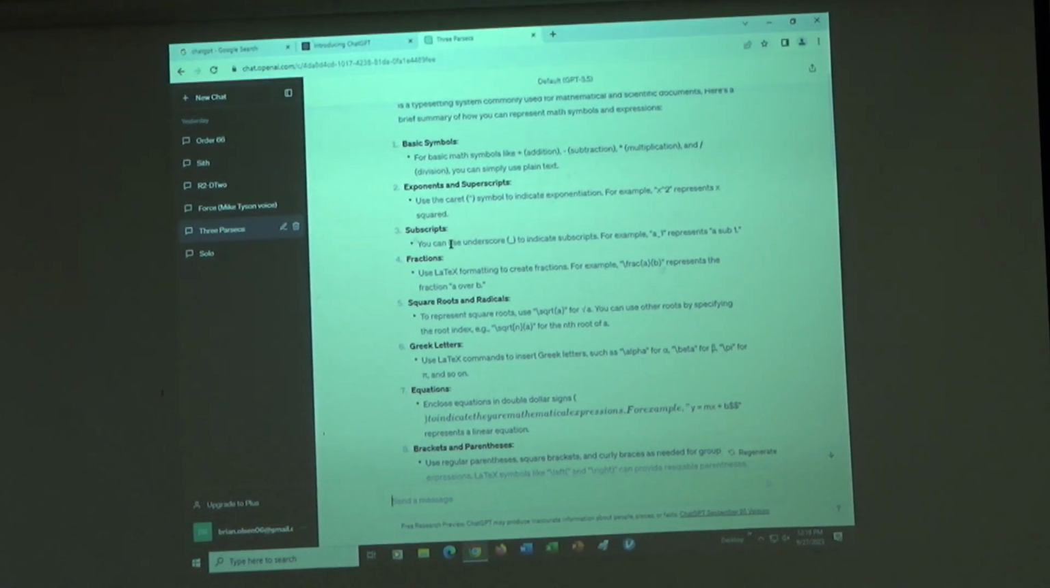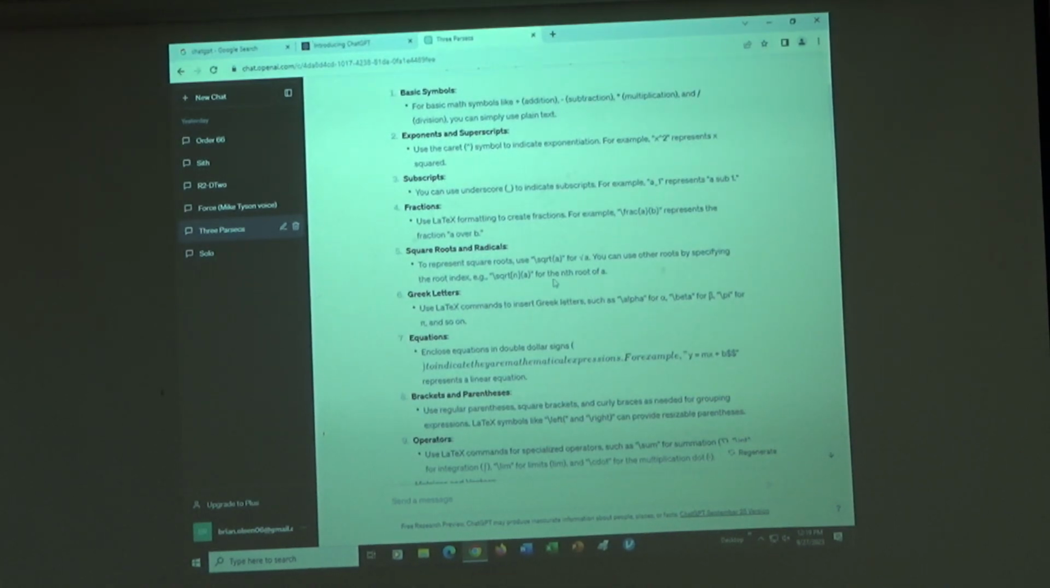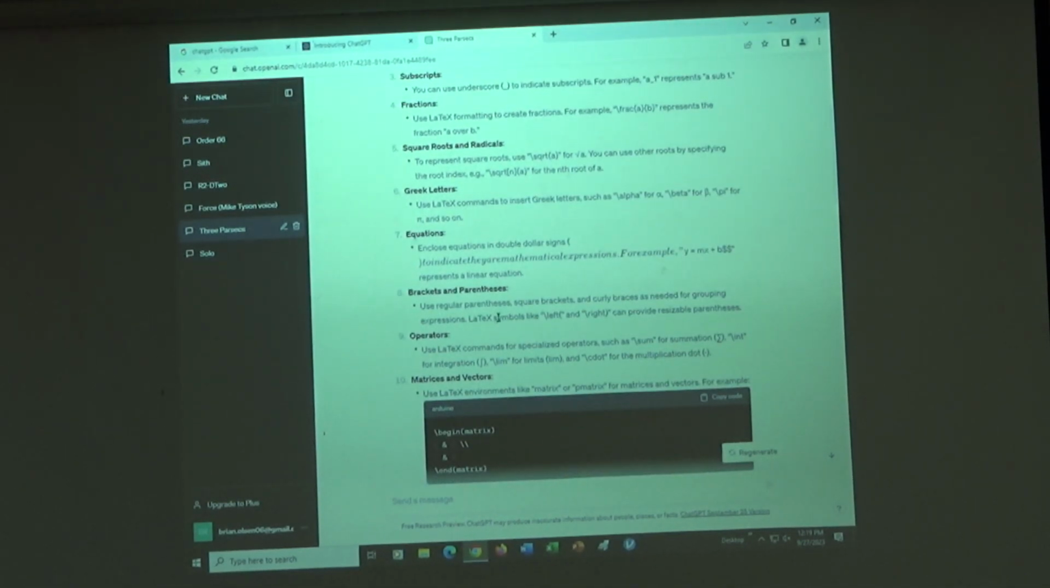If you're doing anything with subscript or fractions, this does get a little bit confusing when you see something like this. I'll cover that in just a second, so don't get worried about that. But you can also use Greek letters. You can do very complex equations. Obviously, try to separate stuff with brackets and parentheses.